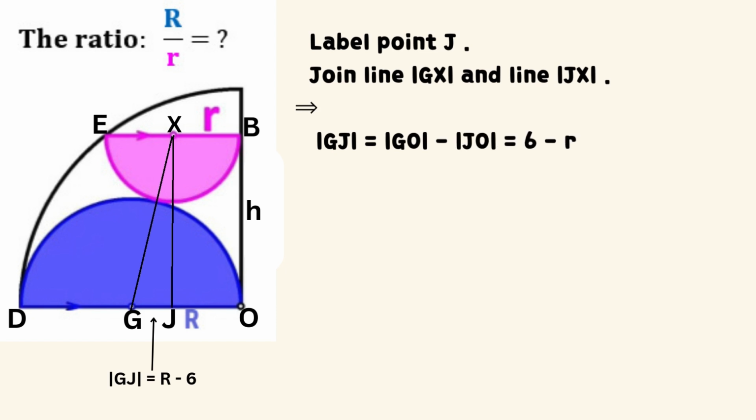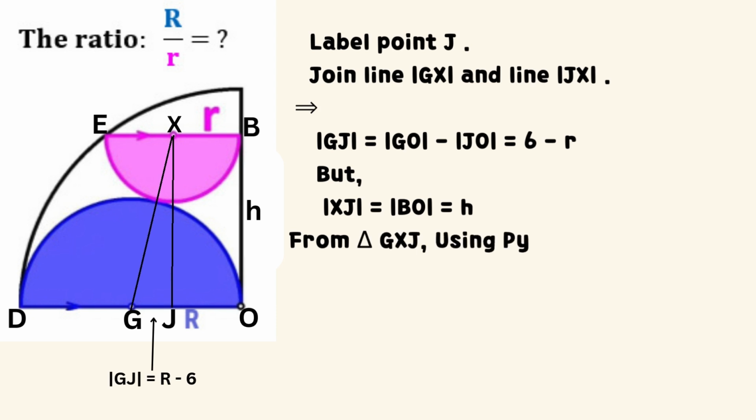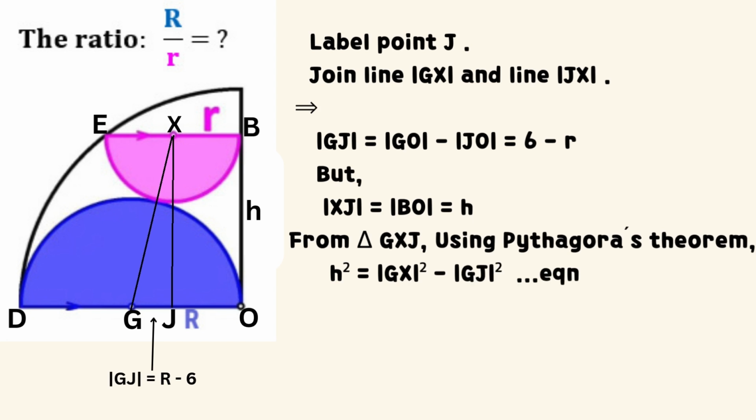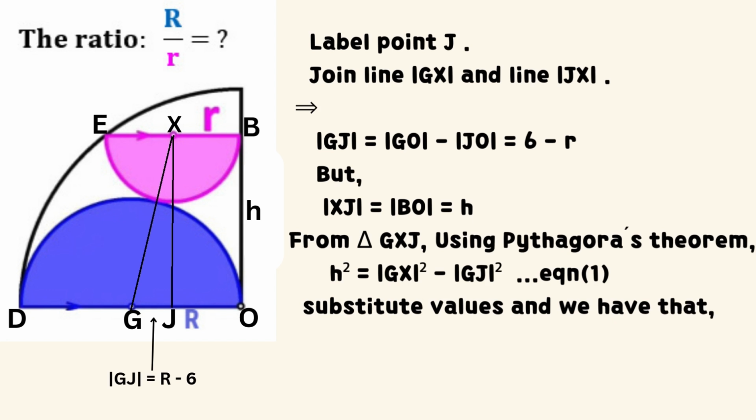Label point J. Join line GX and line JX. It follows that line GJ equals line GO minus line JO, which equals 6 minus R. But line XJ equals line BO, which equals H. From triangle GXJ, using Pythagoras theorem, the square of H equals the square of line GX minus the square of line GJ. We call it equation 1.